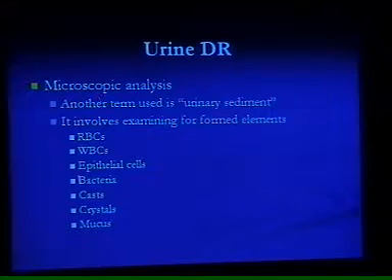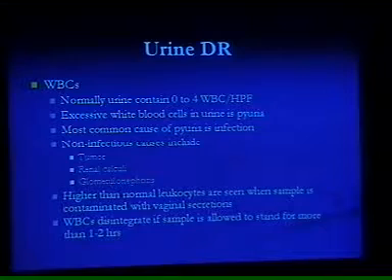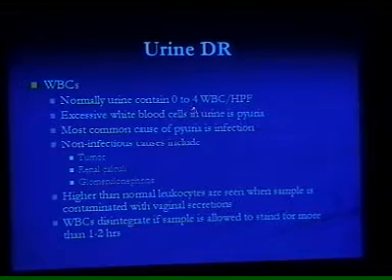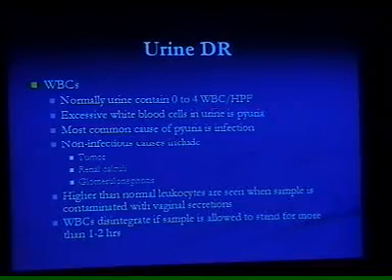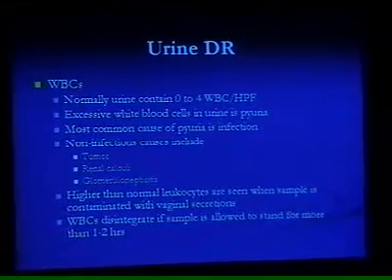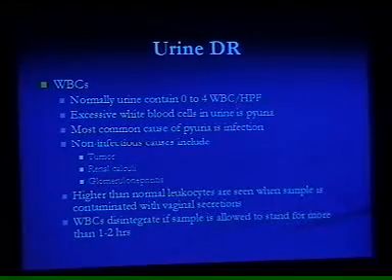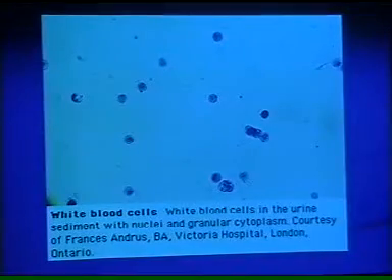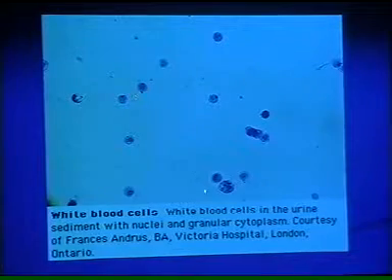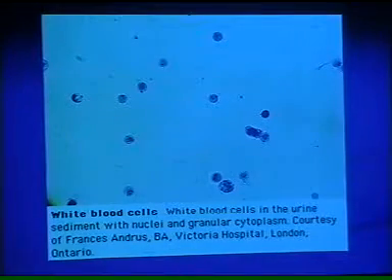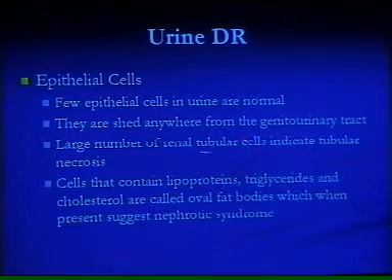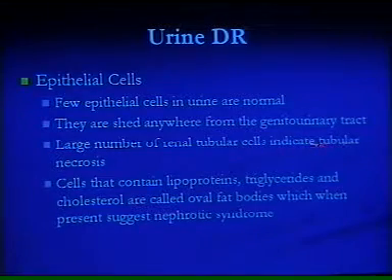Microscopic analysis, we check all these things under the microscope. And the normal value for WBCs is 0 to 4 or 5 WBCs per high power field. So if the WBCs are high, the most common cause is infection. But there are other non-infectious causes like renal calculi, tumor, interstitial nephritis. Okay, and this is a slide giving you these multi-lobed polymorphonuclear leukocytes in the urine. Epithelial cells come from the renal tubular cells and denote tubular necrosis.